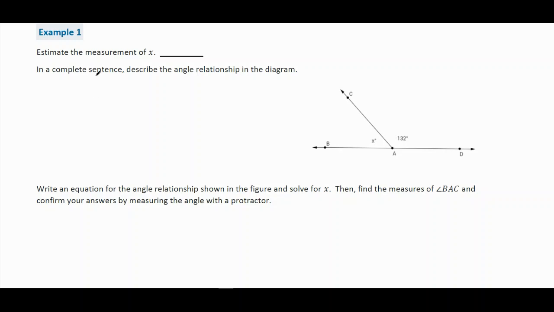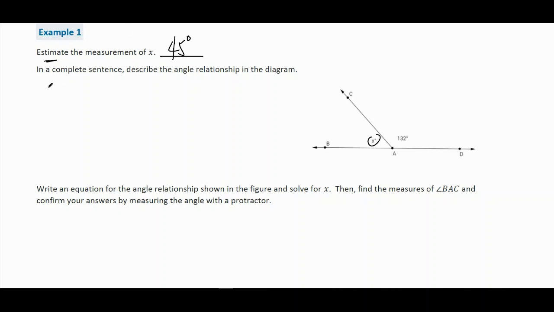So for this one, estimate the measurement of x, wherein it's this one. So I would probably say it's a 45 degree. It's just an estimate. It's not pertaining to a particular one. So in a complete sentence, describe the angle relationship in the diagram.